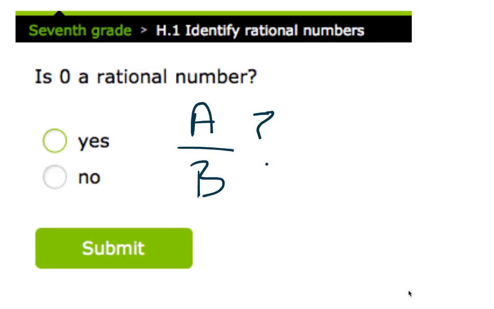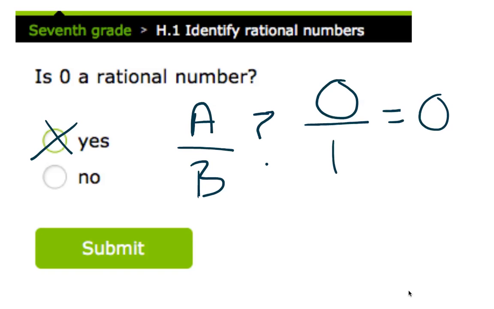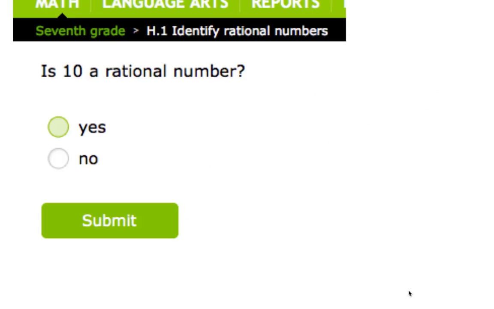We still haven't determined if we can write it in the form a over b. How about 0 over 1? 0 over 1 is equal to 0. So we've written it successfully in the form a over b, and all we have to do is get it once, and it is a rational number. There are more ways that we can write 0. We could write it 0 over 2, 0 over 3. It doesn't matter. As long as we can do it once, then we've found a rational number.